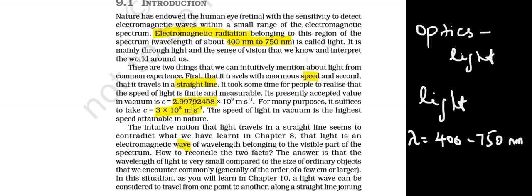When light travels in vacuum, it has the highest speed attainable in nature. What does it indicate? No other particle or wave is going to travel with a speed more than that of the speed of light, especially in vacuum. So light travels fastest in vacuum. That is one point we should know. Light can travel in vacuum with the highest speed.